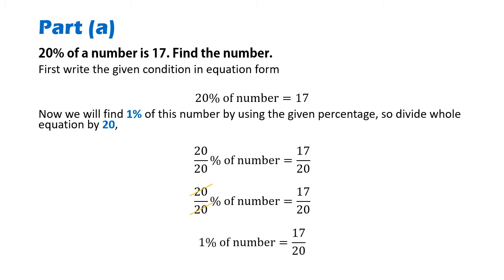Part A, 20% of a number is 17. Find the number. First write the given condition in equation form, that is, 20% of number equals 17. Then to find 1% of this number by using the given percentage, divide the whole equation by 20 as shown in steps. So we have 1% of this number equals 17 upon 20.